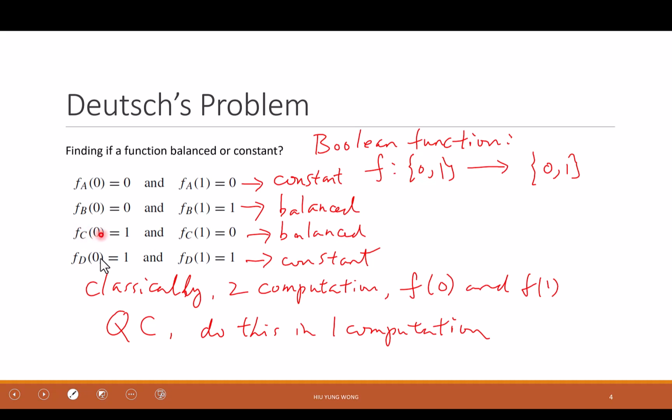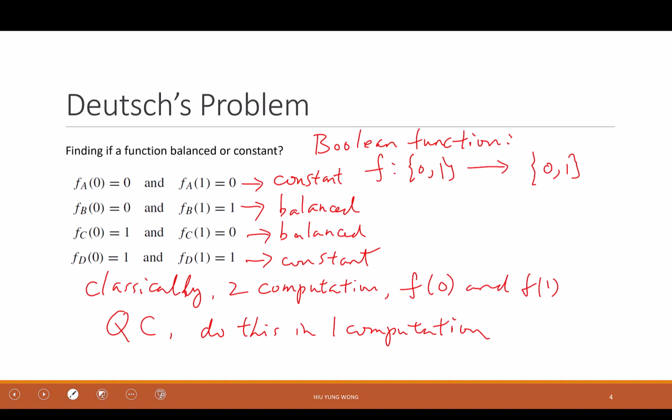Or the input is 0, output is 1, input is 1, output is 0, then this is a balanced function also. And the last one is when input is 0, output is 1, input is 1, output is 1, then this is a constant function. No matter what the input is, the output is 1. So our question is, if I give you a function f, can you tell me whether this is a constant function or a balanced function?